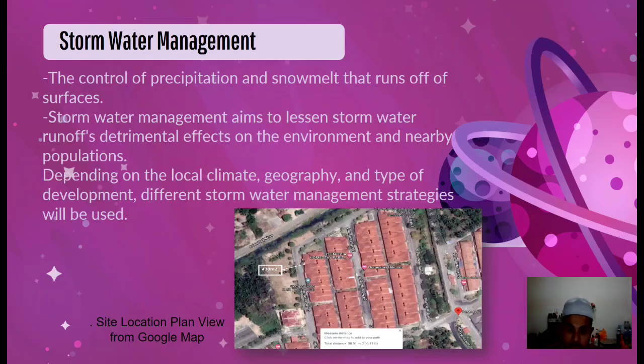Assalamualaikum, and hi, I'm Muhammad Syahrin bin Azhar, and I will be presenting our project Stormwater Management. For the introduction, firstly, the control of precipitation and snow melt that runs off surfaces, like roofs, streets, and parking lots, is referred to as stormwater management. Next, stormwater management aims to lessen stormwater runoff's detrimental effects on the environment and nearby population. This is often accomplished by combining physical structures such as underground storage tanks and retention ponds with non-structural actions like green roofs and rain gardens. And lastly, depending on the local climate, geography, and type of development, different stormwater management strategies will be used.